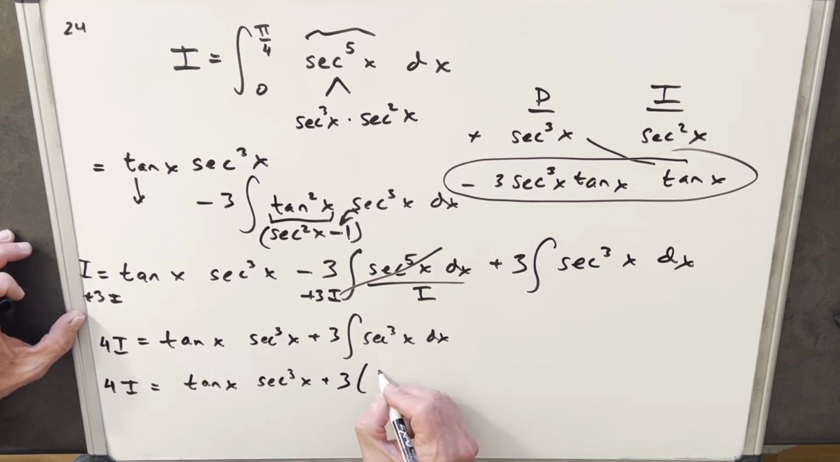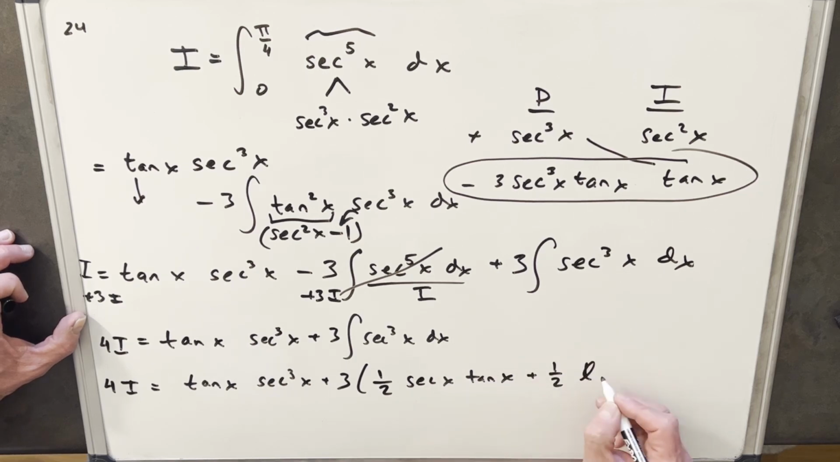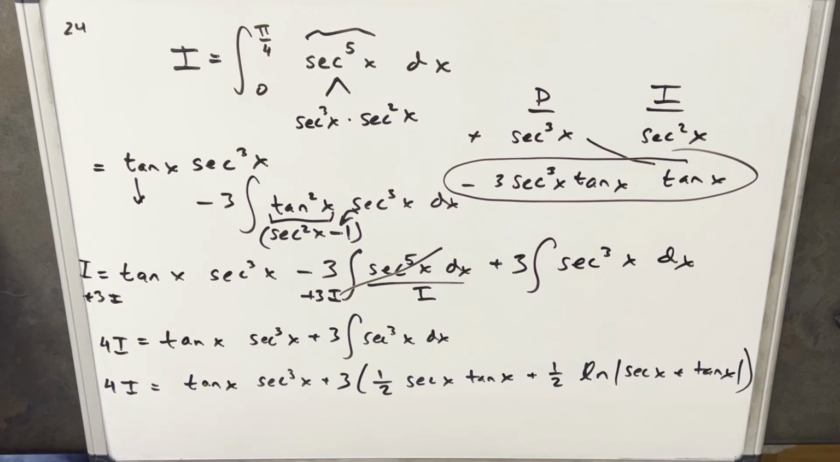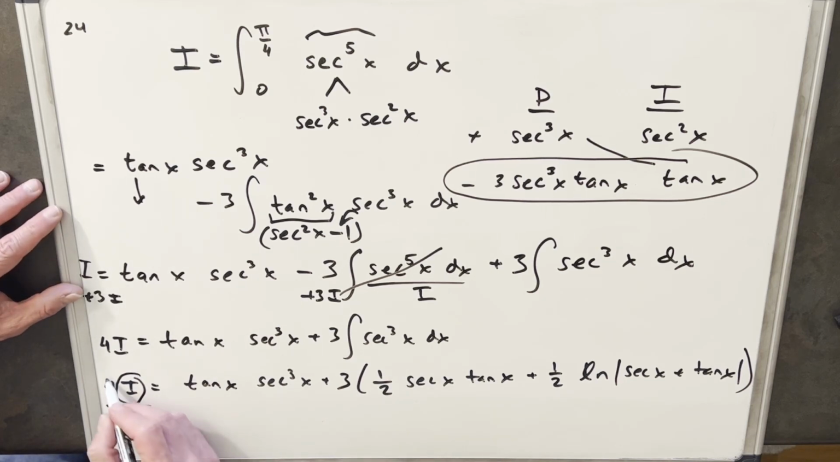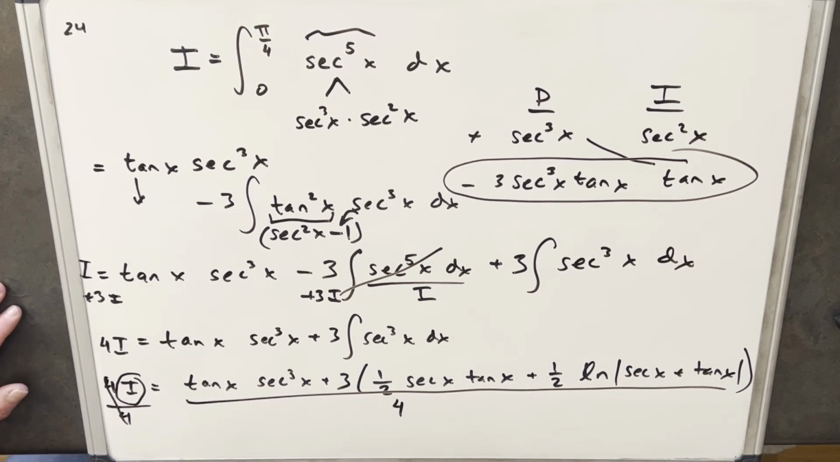And so the formula for that is going to be 1/2 secant x tan x plus 1/2 natural log of secant x plus tan x. And then from here, all we want to do is get back to our I value, and we've got 4 copies of the integral now. So all we do here is divide by 4 to get just 1 copy back. So this whole thing we'll divide by 4, and I'm out of space.